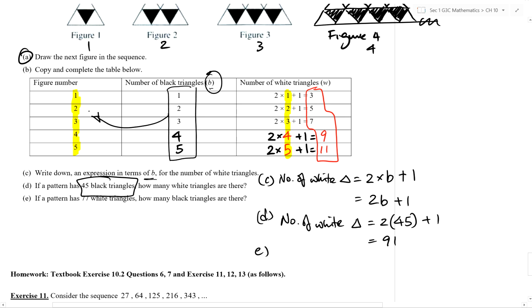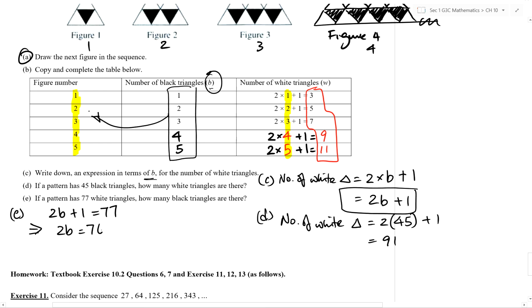Part E. Let me write it over here. If it has 77 white triangles, how many black triangles are there? So our formula for white triangles is 2B plus 1. And we now know that there are 77 white triangles. So we substitute. We equate 2B plus 1 to be equal to 77. Then we solve for B. 2B is equal to 76 and B is equal to 38. Black triangles. Done.